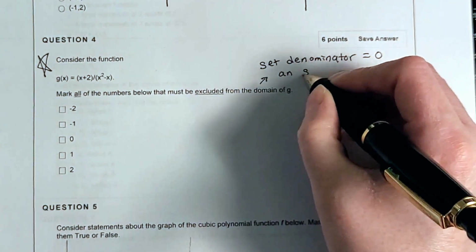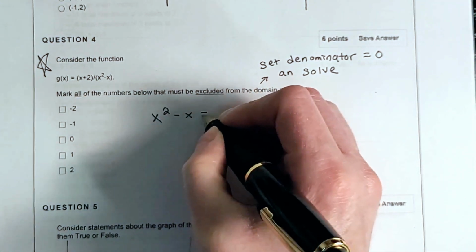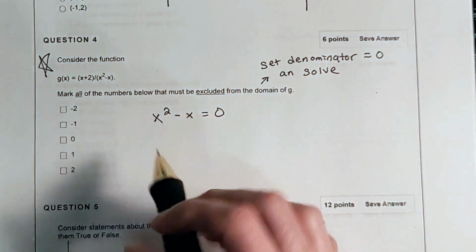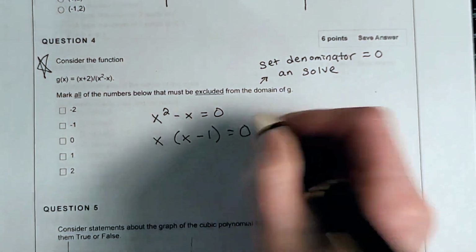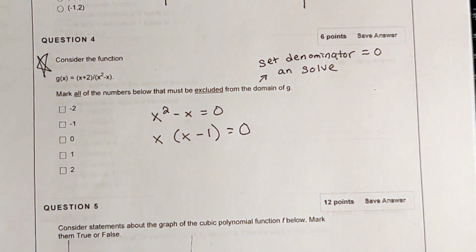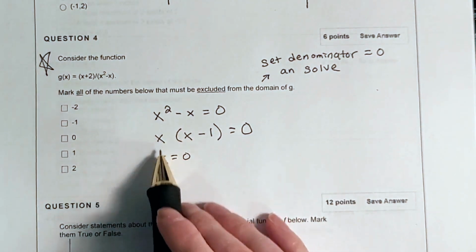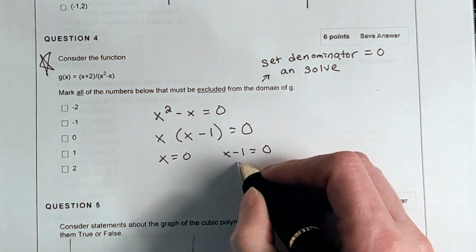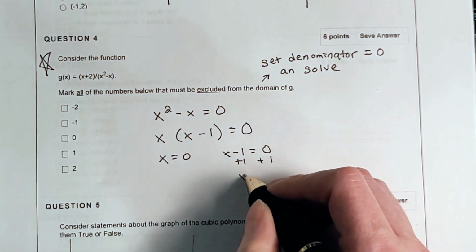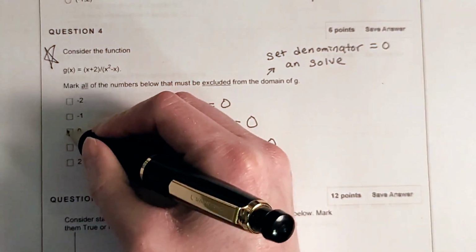And you solve. Okay, so our denominator is x squared minus x equals 0. I need to factor out an x here. So I'm left with x minus 1 equals 0. Set each piece separately equal to 0. So I have x equals 0 from this piece right here. Then I have x minus 1 equals 0. So I would add 1 to both sides. So I get x equals 1. So my two answers that I would pick would be 0 and 1. Okay.